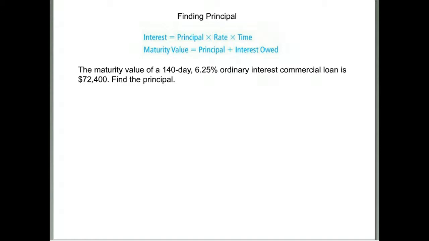All right, these questions we're going to work a little bit backwards. We're going to have to find the principal amount when we know the amount of interest or the maturity value of a loan. So it says the maturity value of a 140-day loan is 6.25% ordinary interest. So again, for ordinary interest, when you're calculating interest, it's principal times rate times time. And the amount of time here, if they give you days, for the time, you take the number of days and you divide by 360. That's our formula for ordinary interest. So since that's what they're using, that's what we need to be using.